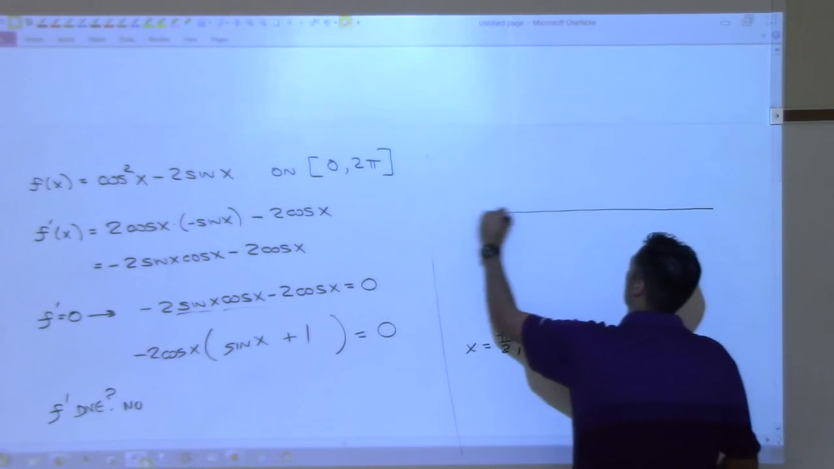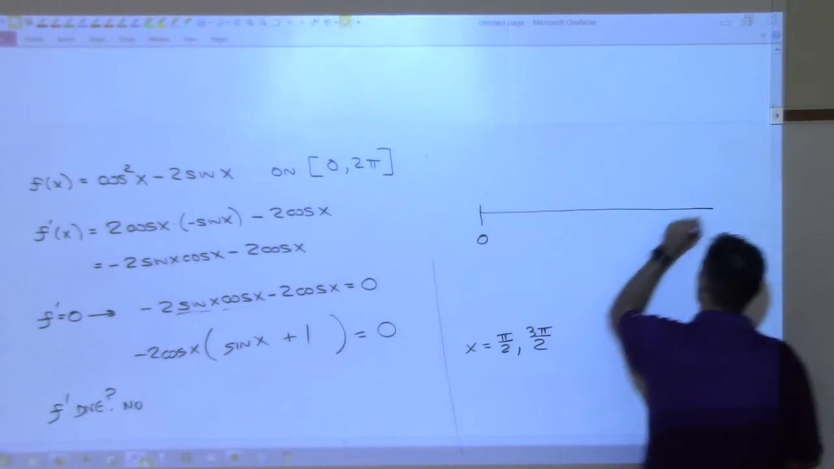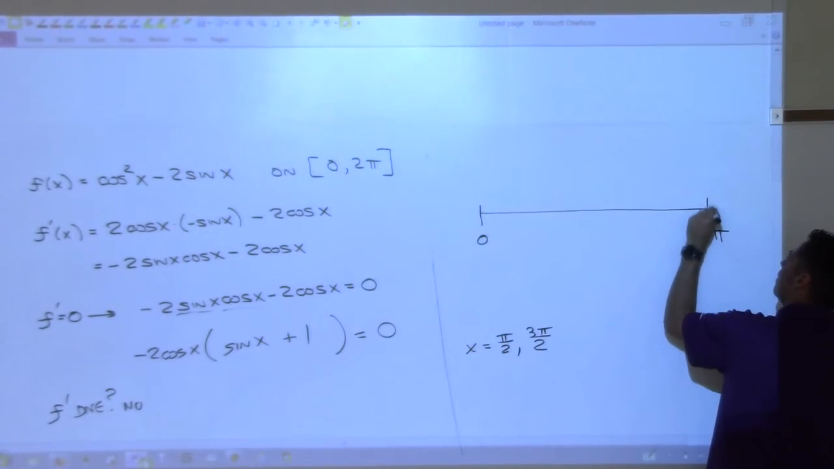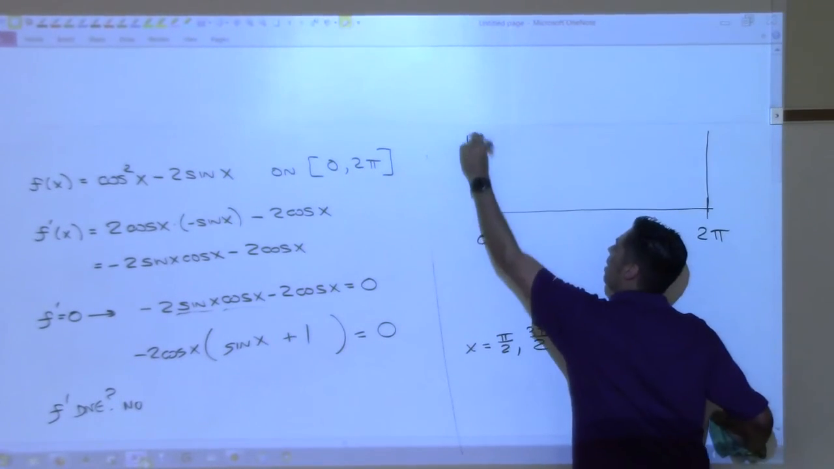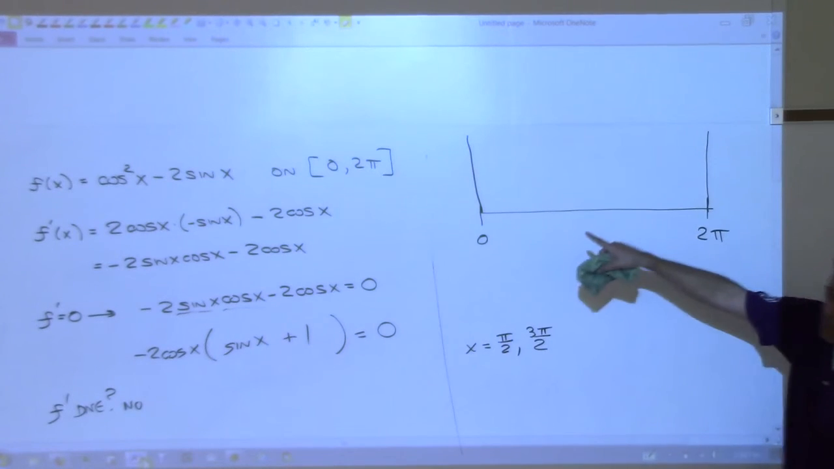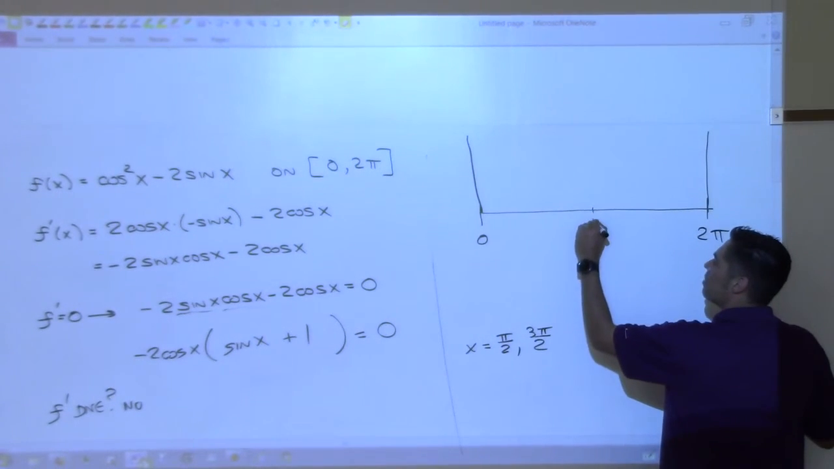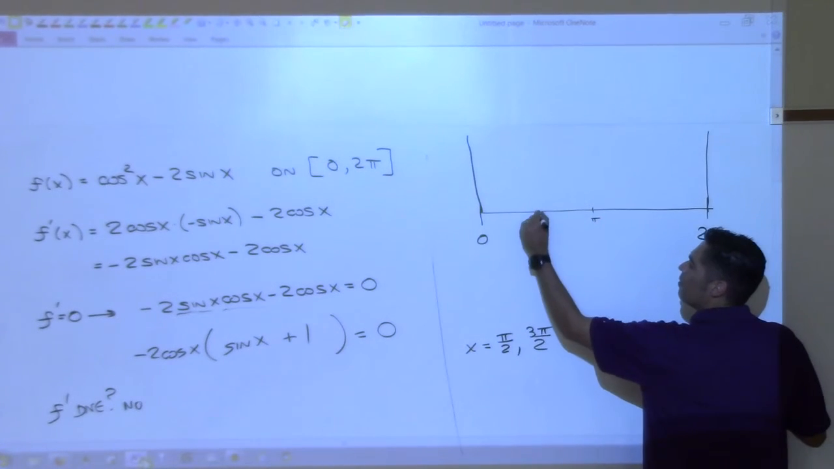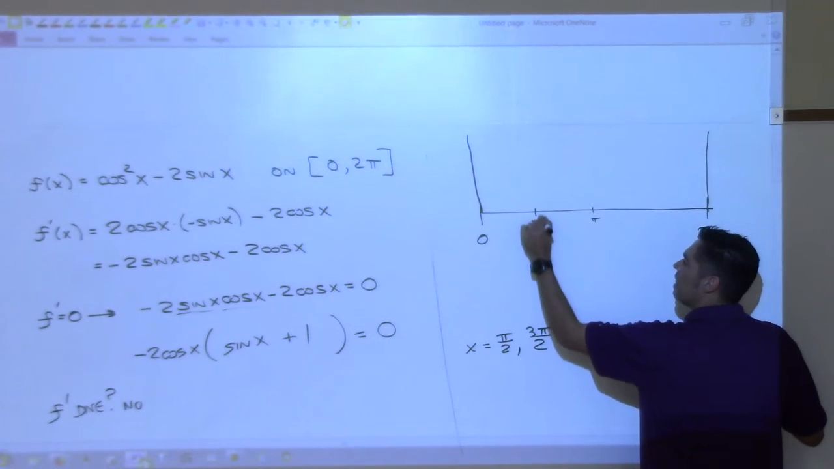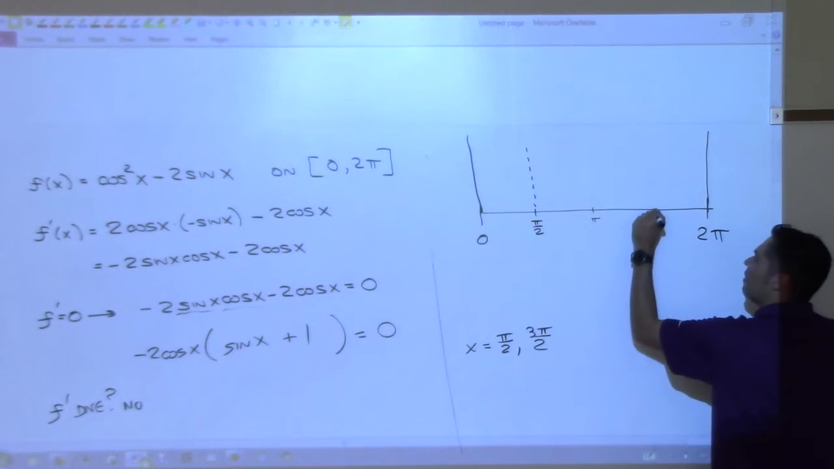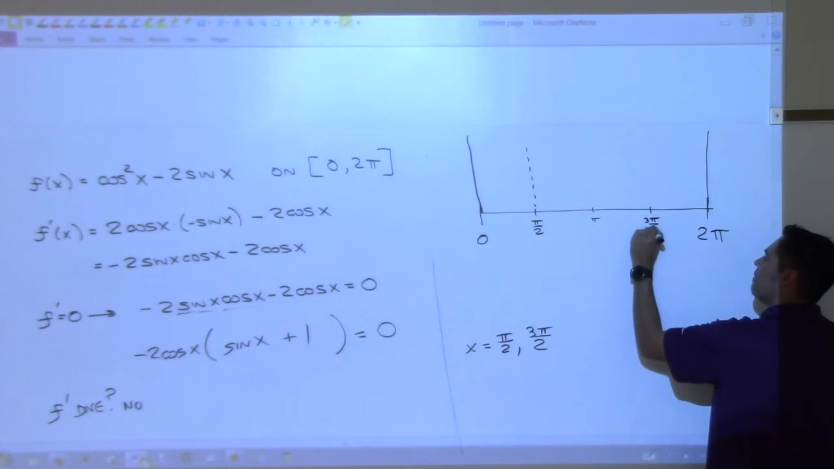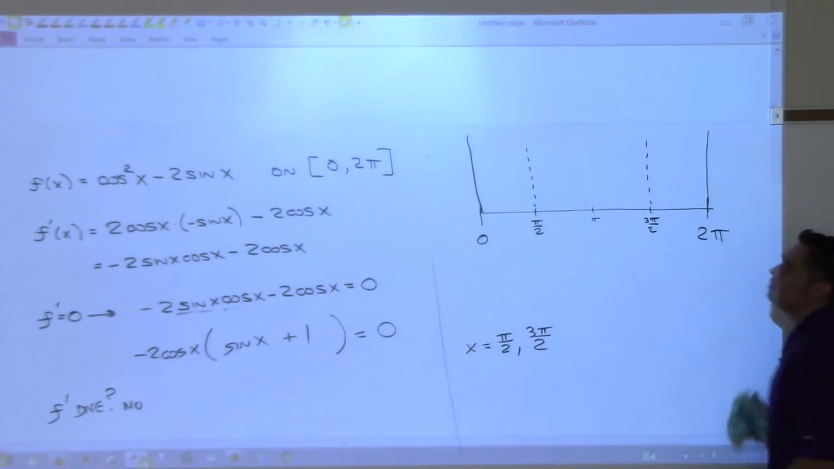So I'm going to draw my number line, and look at this. 0, 2 pi. I live in here, right? Nothing outside of here, and that's because the domain was given to me in the beginning. Pi is in the middle. I'm just doing this for help. Pi over 2 is here, that's one of my critical numbers. And then 3 pi over 2 is here, and that's my second critical number.